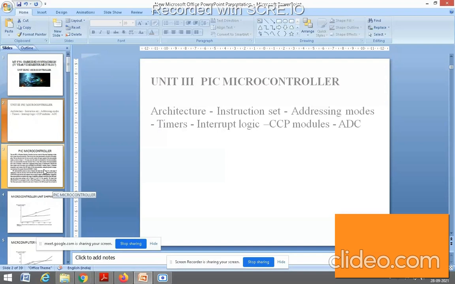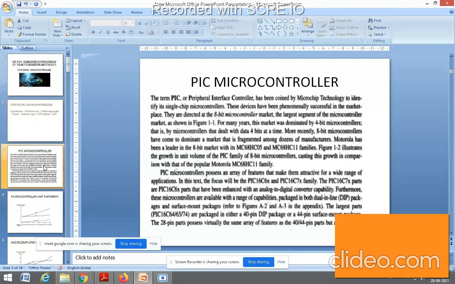So PIC microcontroller. What is PIC microcontroller? The term PIC stands for peripheral interface controller. What is peripheral? The circuit which is other than the main circuit will be called a peripheral. Peripheral interfacing controller has been coined by Microchip Technology to identify its single chip microcontroller. So PIC is a single chip microcontroller.